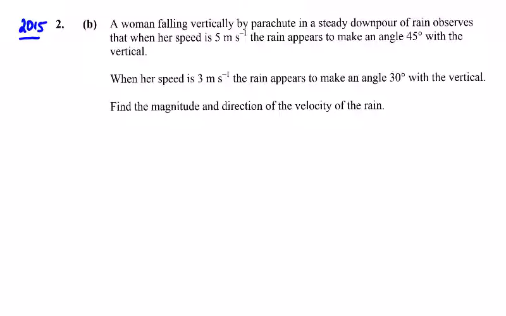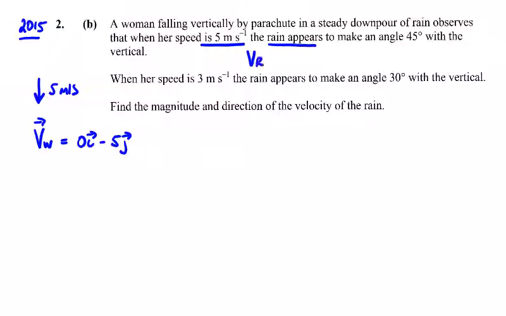Here we have the 2015 Relative Velocity Question 2b. A woman falling vertically by parachute in a steady downpour of rain observes that when her speed is 5 meters per second, she's coming down like this at 5 meters per second. The velocity of the woman is equal to 0 in the i direction minus 5 in the j direction. The rain appears. Okay, so we're going to be looking at the velocity of the rain here.